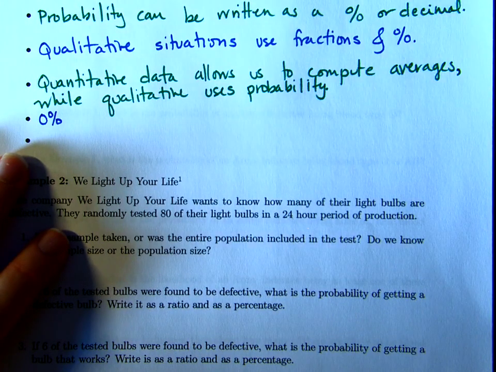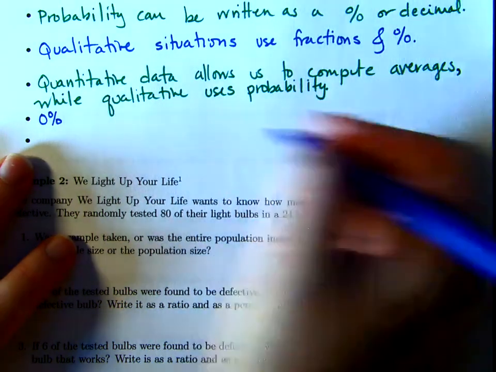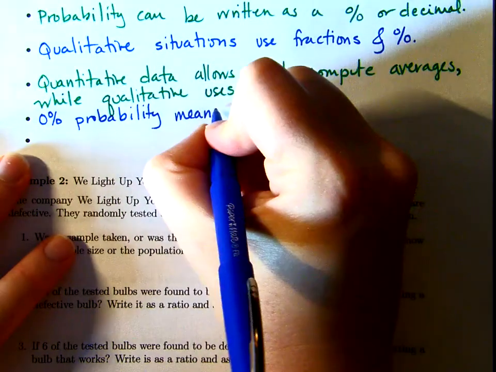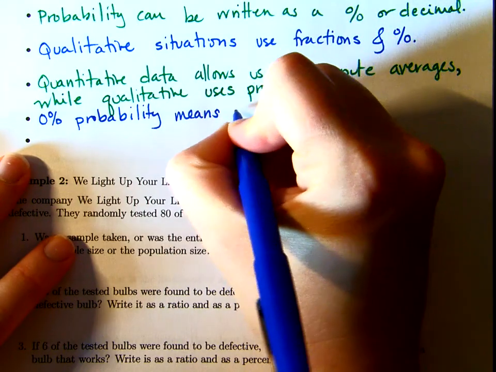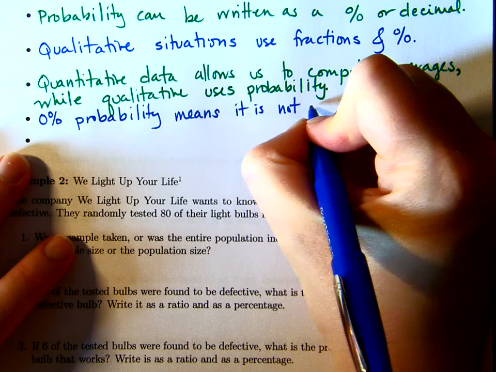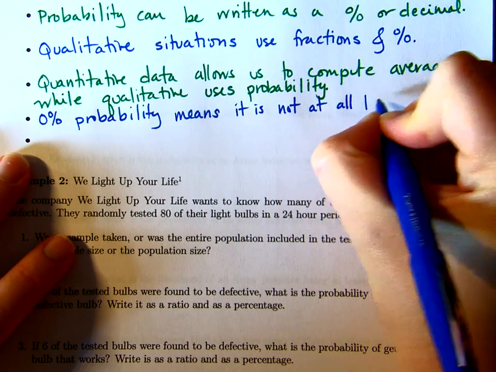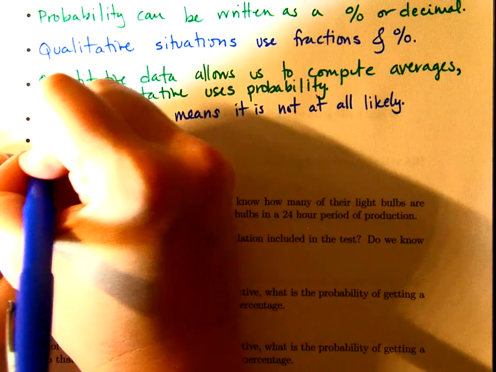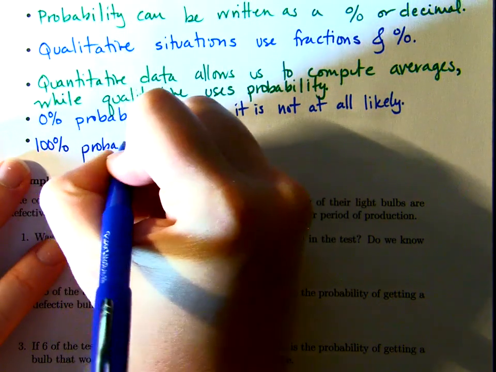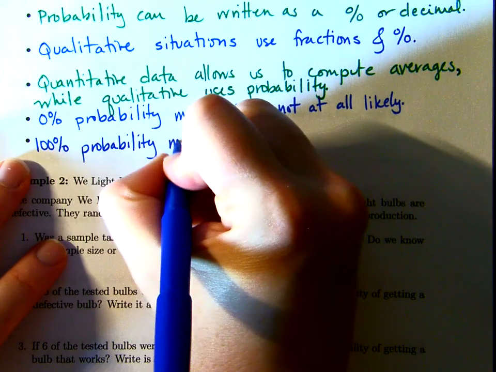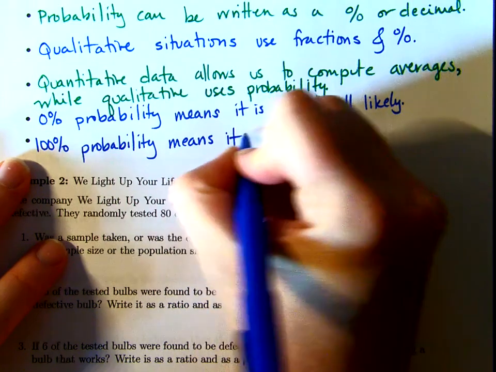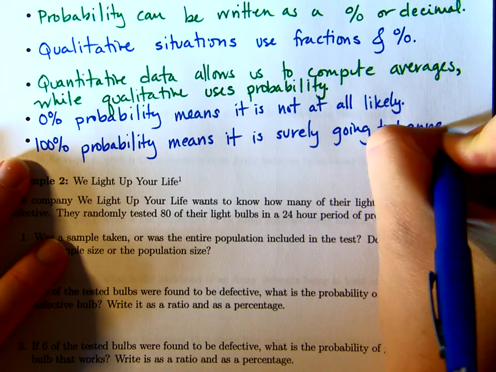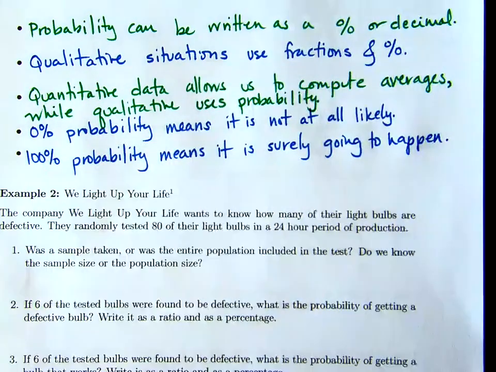Okay, 0% probability means it is not going to happen. So 0% probability means it is not at all likely. I usually, in my mind, tack on "to happen." 100% probability means it is surely going to happen. Oops. I like to alternate colors because it helps me read.